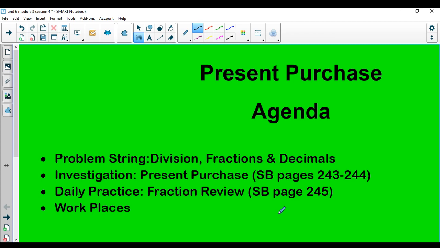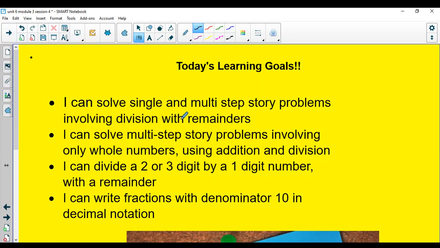Graders, it's Mrs. G. Today we're going to work through Module 3, Session 4, Present Purchase. So the focus is on division, fractions, and decimals. We're going to work through a problem string. We're going to solve some multi-step story problems.